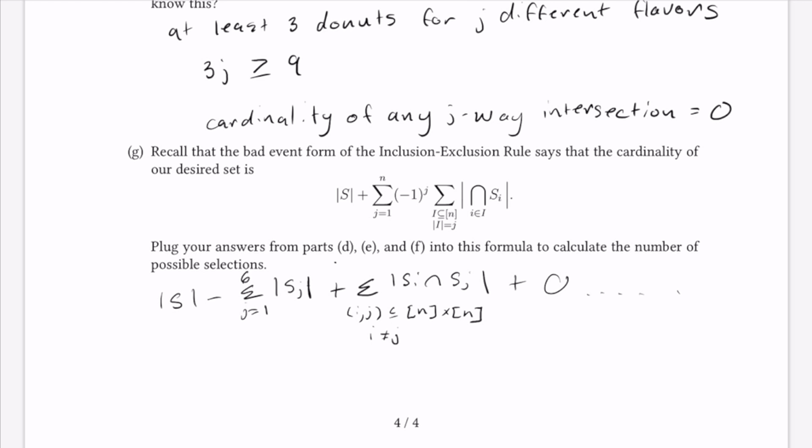So now we just have to plug in our numbers to this equation. First, we know that the size of S is 792 from above. And then the size of a bad event is 126. So our sum is equal to 6 times 126. And then lastly, the number of ways to pick 2 flavors is 6 choose 2. And we know that the intersection is size 6 because we computed it in part E. And this gives us a total of 126 ways that we can select donuts.